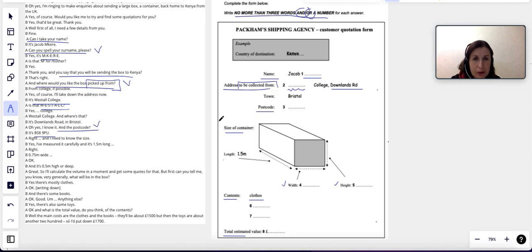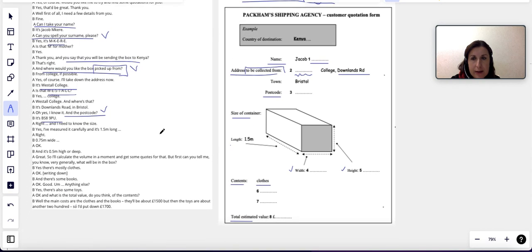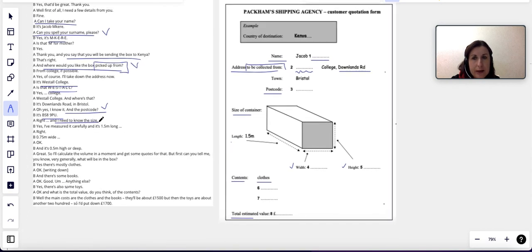Okay, so then we move on to the size of the container. And when discussing the size, I need to know the size, signaling again. They use paraphrasing. They don't say the length of it, the width of it, and the height of it, but they say that it's 1.5 meters long, not 0.75 meters wide, and 0.5 meters high or deep.